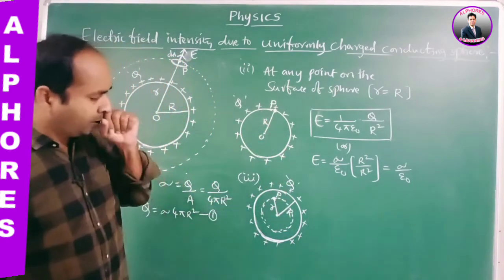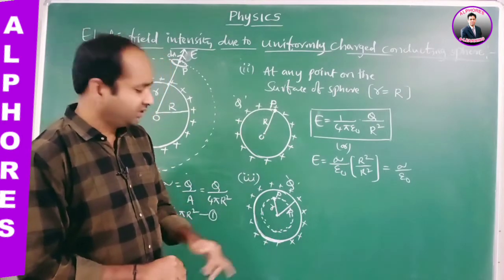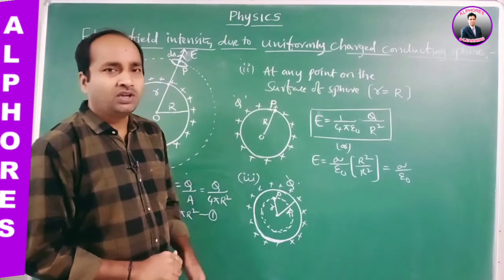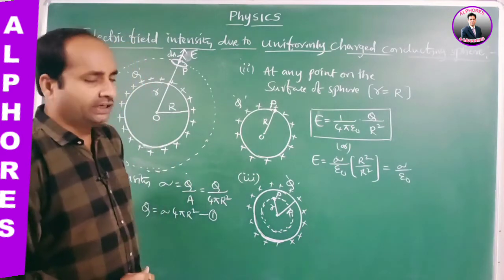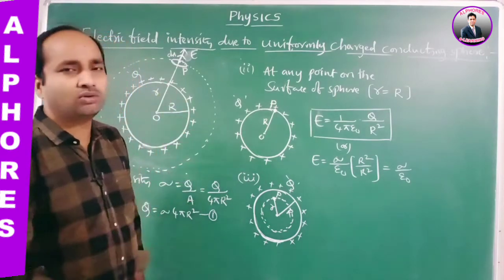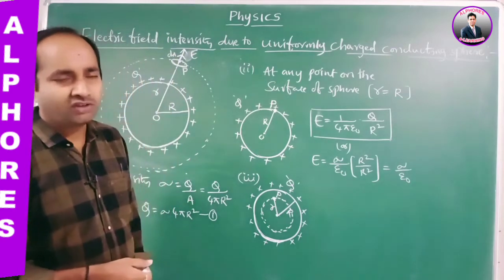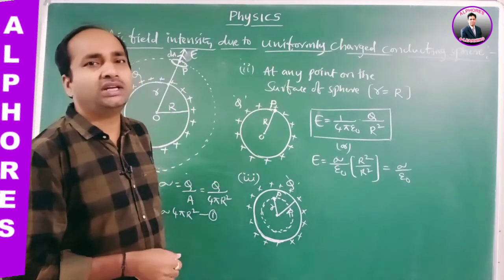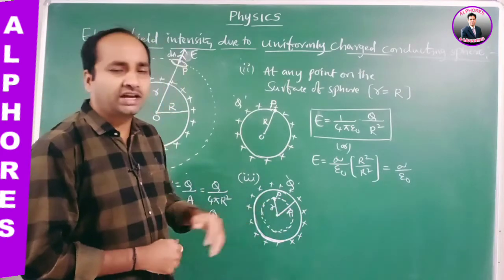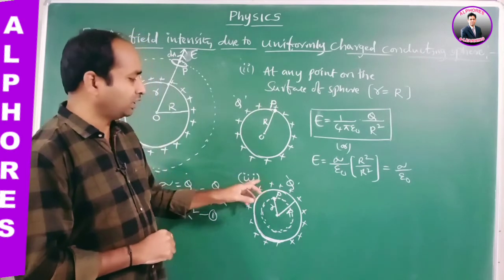Now, the dotted lines indicate a Gaussian surface. At any point P, there we got a formula: electric field intensity is equal to 1 by 4 pi epsilon naught Q by small r square, where Q is the net charge enclosed by the surface. If you are observing this diagram, the charge given to the conducting sphere is capital Q.